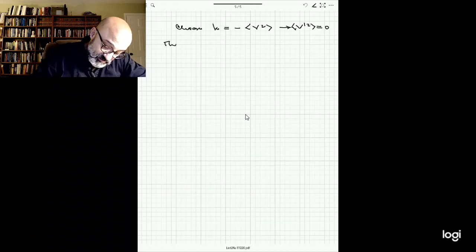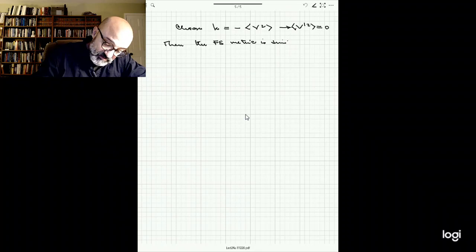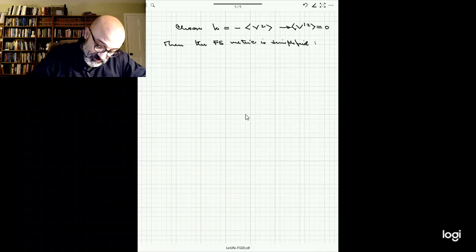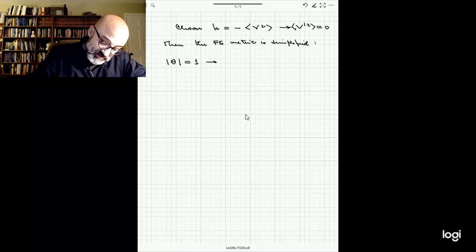Then the Fubini-Study metric is simplified. And what that means is the following. The condition that the thetas sum to 1, so that we have, let me write it differently. We want vectors tangent to the simplex. What that means is that the vectors are supposed to preserve this condition.